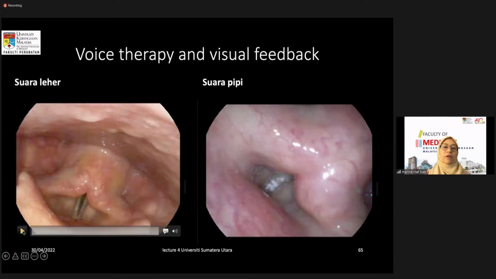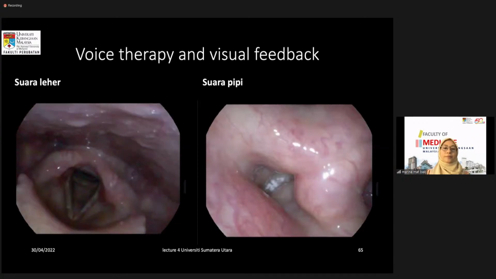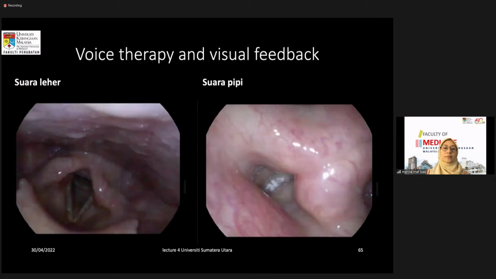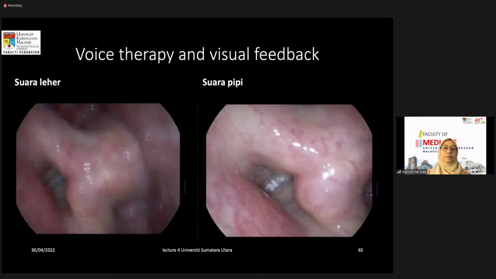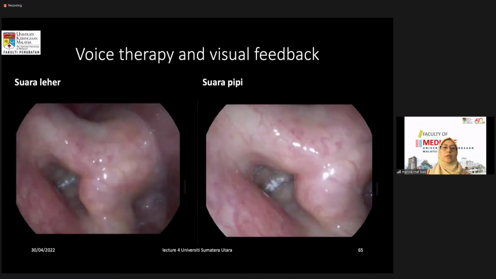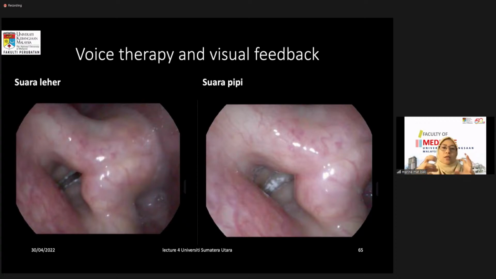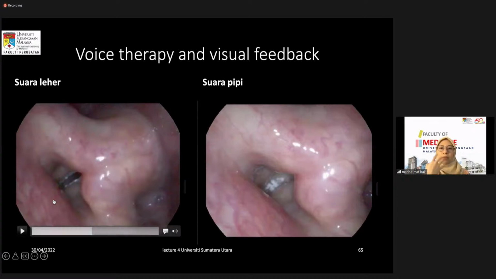So let's have a look. Sekarang Ustaz buat E panjang-panjang dengan suara leher. 1, 2, 3. Can you see that the voice is hoarse, and then you can see that the supraglottis region is squeezing in. Okay, and we let the patient see this so that the patient has visual feedback.